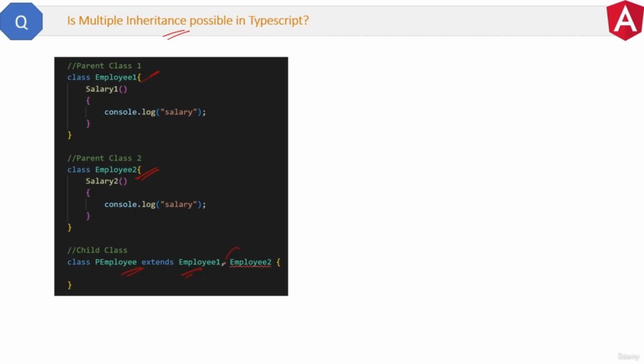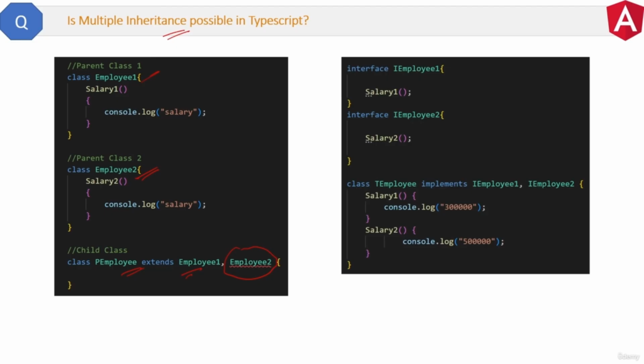See the red line, this is the compile time error here. So TypeScript will not allow this. Now to achieve multiple inheritance in TypeScript, we should use interfaces as the base, like this. In this case, no compile time error, and this is very much possible. So the answer is multiple inheritance in TypeScript is only possible via interfaces, not classes. This is the answer to this question.